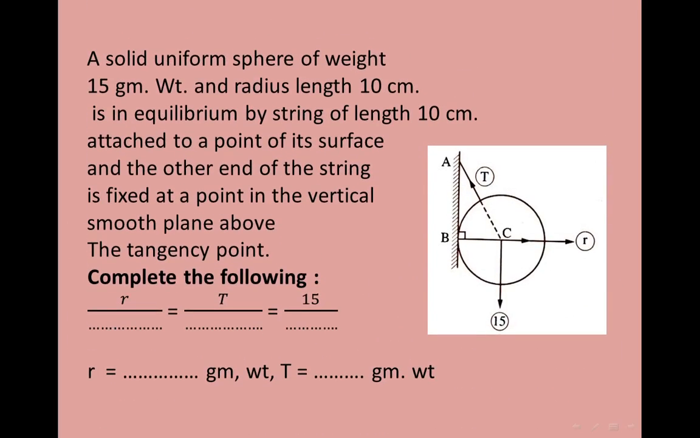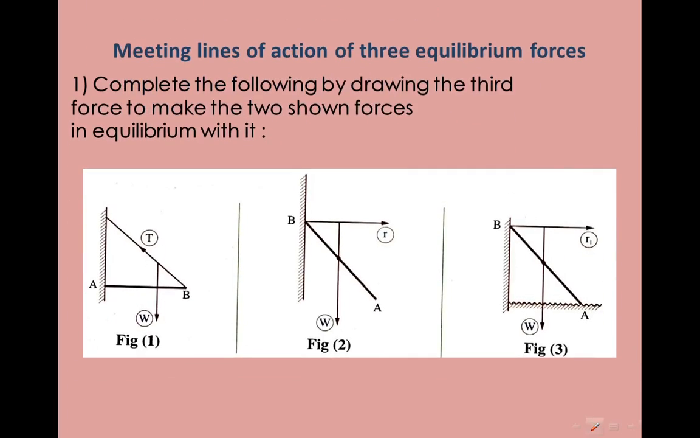Then there is a reaction force from the vertical wall against the metallic rod. Take care. The lines of action of the three forces should be concurrent. The three lines of action should meet at one point. Therefore, the third force should pass through the point of intersection of the weight and the tension force.